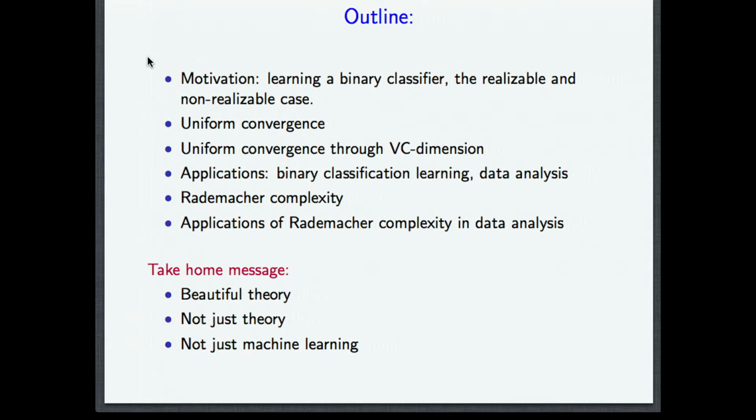And then from that, we'll get to this general idea of uniform convergence that is underlying everything we're doing here. All this, of course, started with the VC paper, and the VC dimension is the first concrete method to prove uniform convergence, although I realize that's not the way we usually teach it in machine learning courses. So we'll talk a little bit about VC dimension.